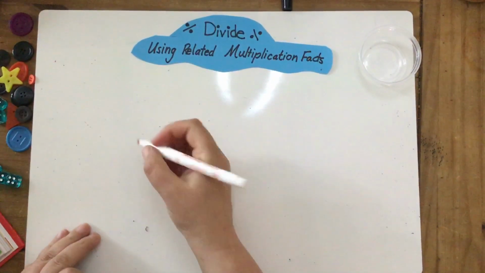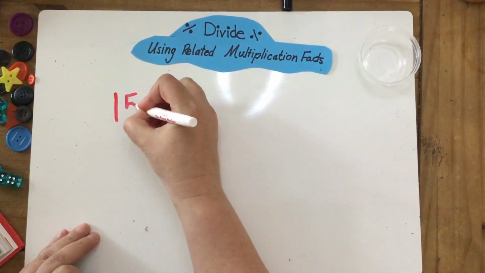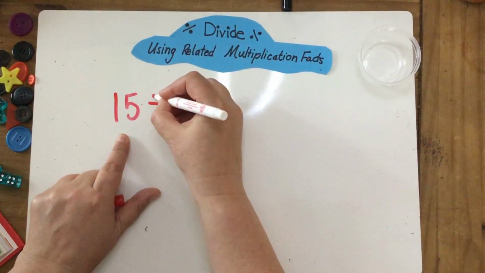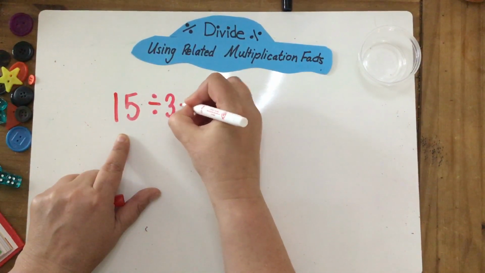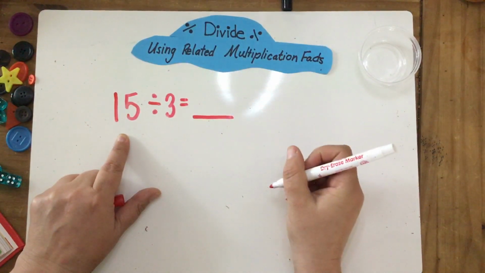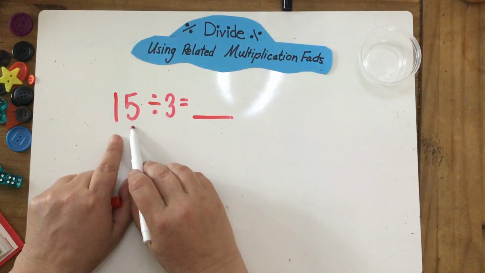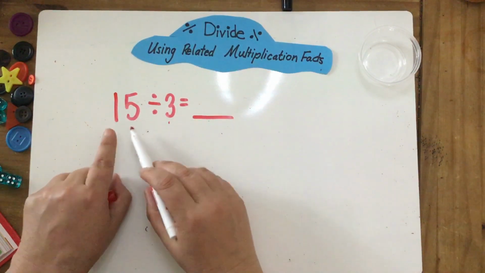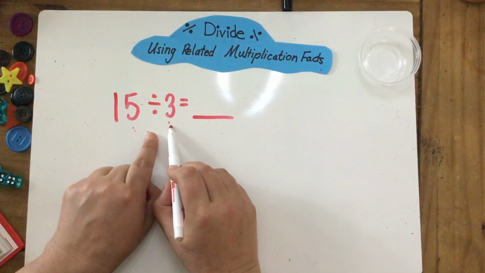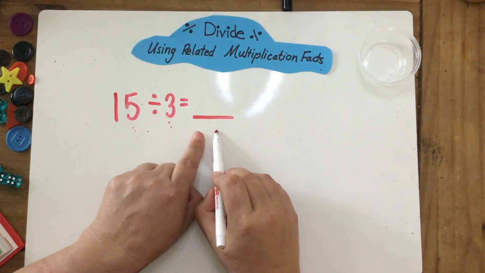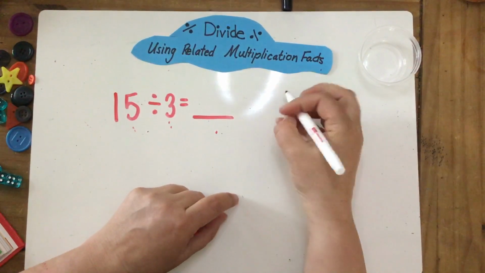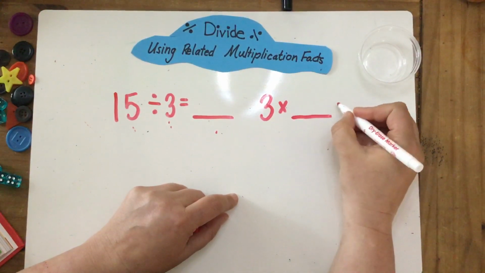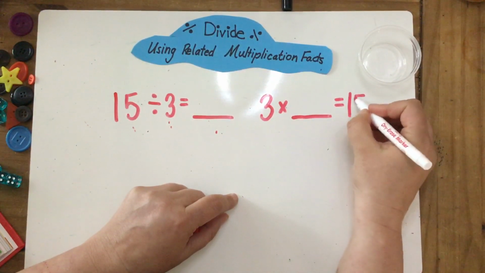So let's do 15 is our whole. Let's think we have 15 dots and we divide it by 3 equals what? Well, we have a total of 15 dots. We're dividing them into 3. Think about arrays. We have 15 dots. We're dividing it into 3 rows. How many are in each row, right? That was one of our strategies last week. So 3 times what would equal 15?